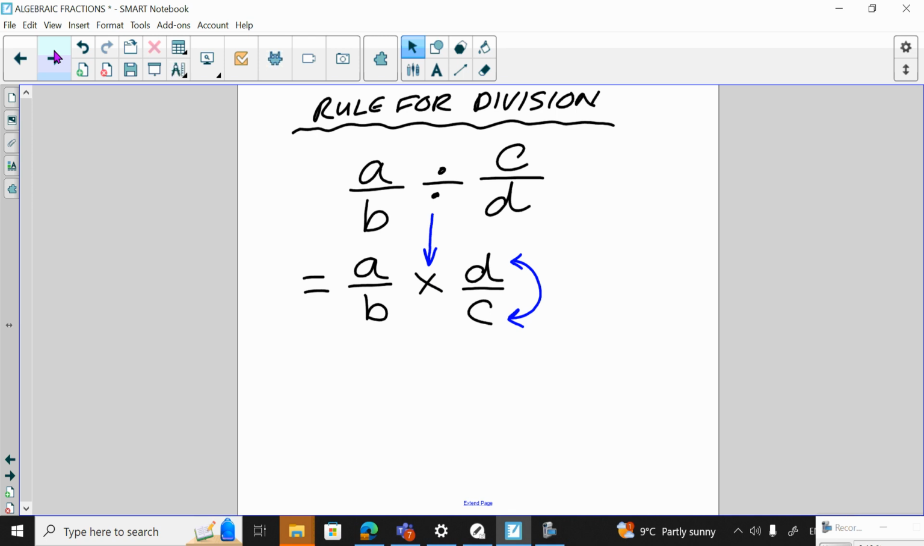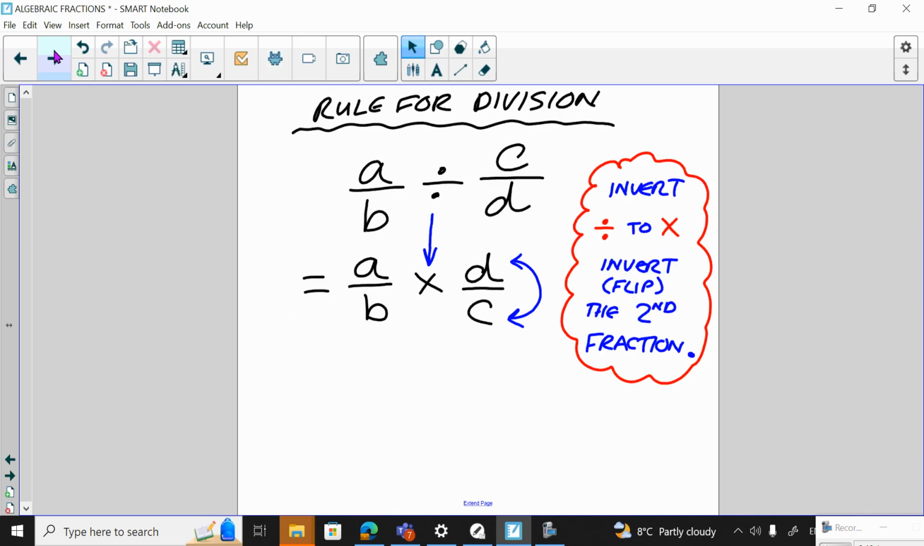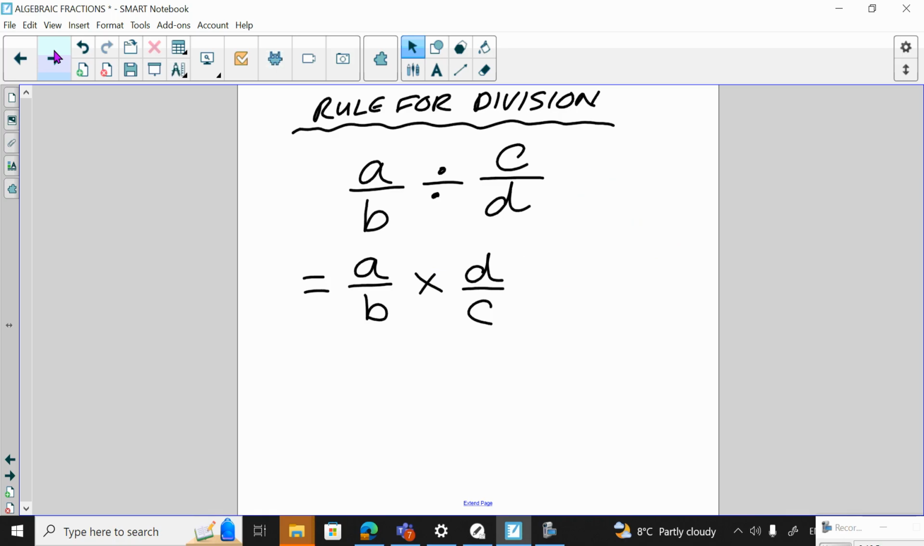Right. Sometimes you just need to accept things. Do you accept it? I don't know. Well, let's see if it works. Take the divide to multiply and flip the second fraction and see if it works. And then multiply the top two, multiply the bottom two, and then you've got your result.